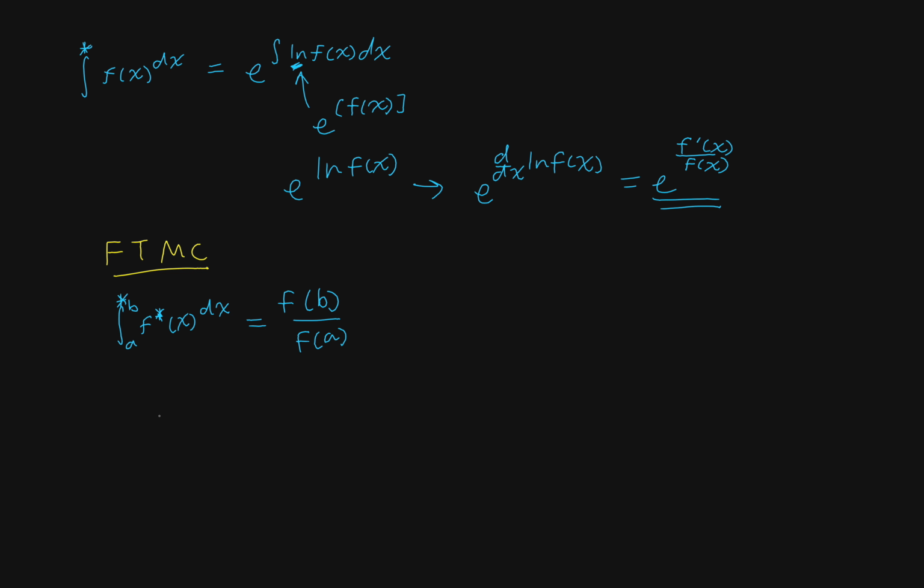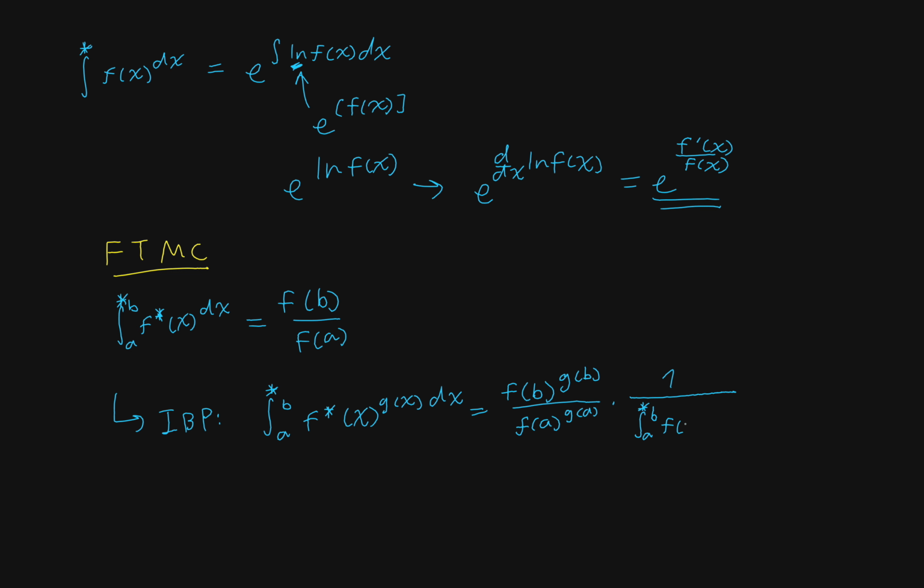And also similarly with this, we can find a multiplicative form of integration by parts. We have the multiplicative integral from a to b of the multiplicative derivative of f to the power g of x dx. This is equal to f at b to the power of g at b over f at a to the power of g at a, times 1 over the multiplicative integral from a to b of f of x to the power of g prime, the standard derivative, of x dx, right? So this would be the multiplicative form of integration by parts.